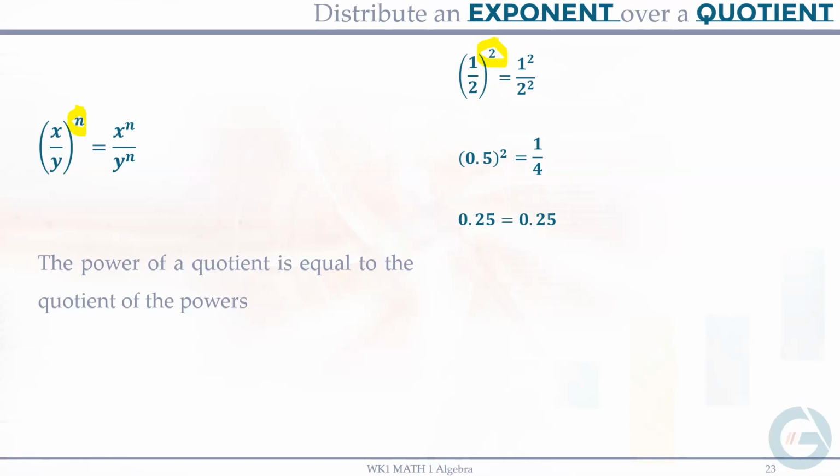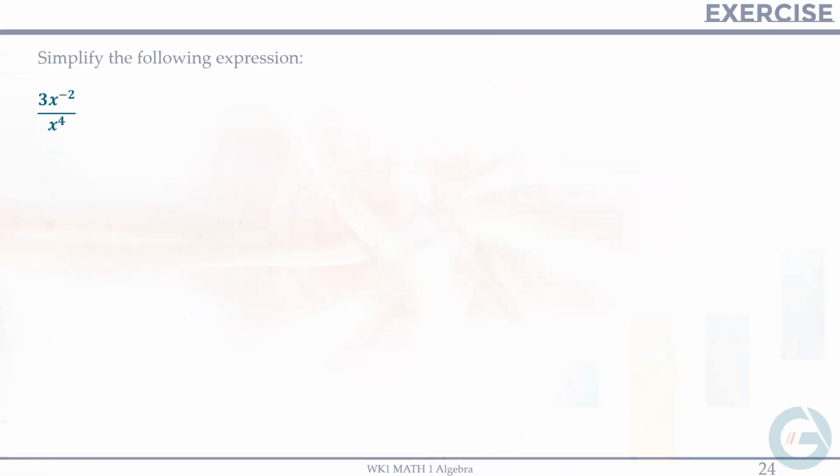Okay, so let's apply these rules to this simple exercise. Simplify the following expression. We have 3x raised to negative 2 divided by x raised to 4. One thing to notice here is your x raised to negative 2, of course, we have a negative exponent. So how to make it positive? We simply get the reciprocal. So the reciprocal of x raised to negative 2 is 1 over x squared. So that will make your negative exponent positive.